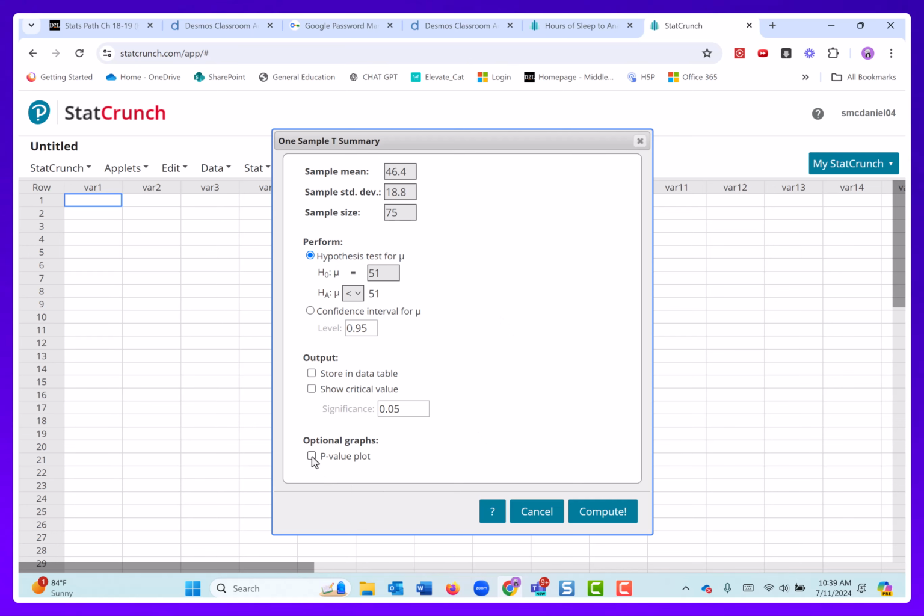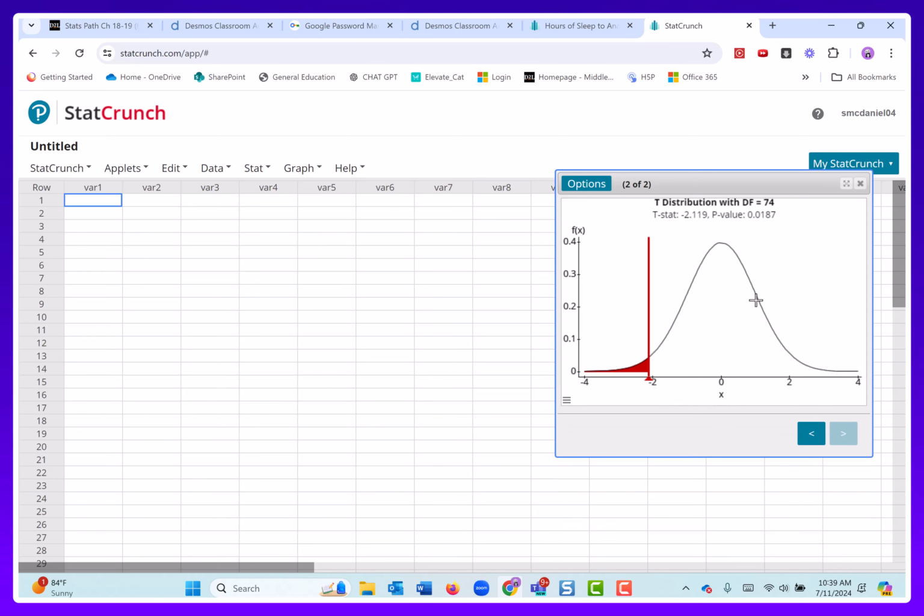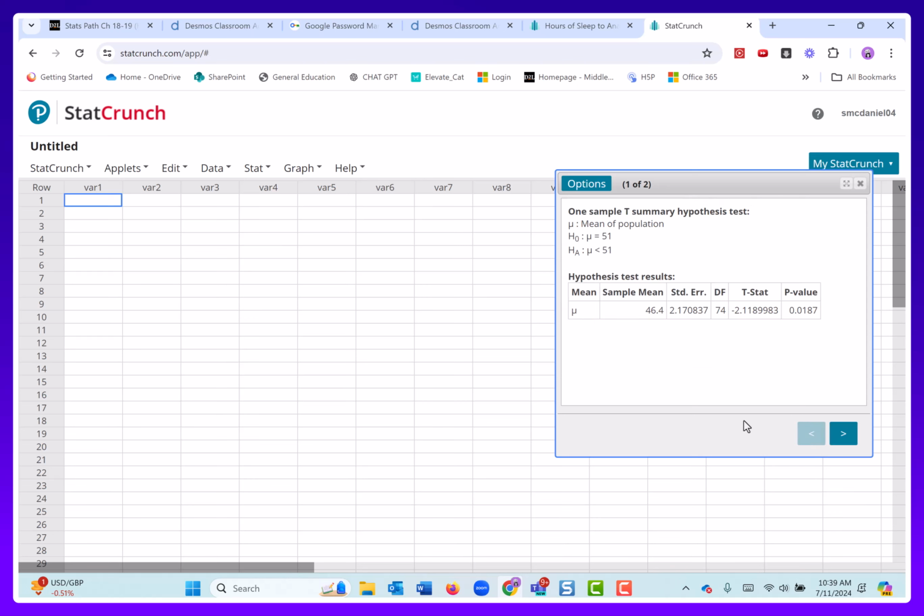Okay, I personally like to have a p-value plot. It gives me just another visual like this. So it seems pretty unlikely to have happened by chance, but notice our p-value of 0.0187. It's also here in the table, 0.0187. It's rare, but it's not rare enough, right? It does not go below our threshold of 0.01.